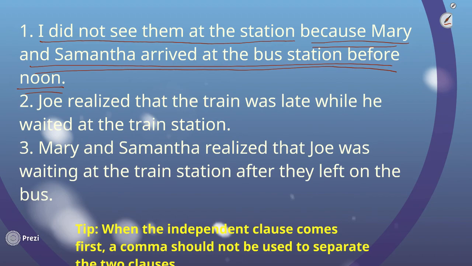There's a lot of sentences. Joe realized that the train was late, independent clause, while he waited at the train station. If we were doing this yesterday, we would say he was chasing the train that was late that did not arrive yet. Mary and Samantha realized that Joe was waiting at the train station, independent clause, conjunction, after they left on the bus. You don't need to worry about the underlining, just highlighting where you can see the independent clause first, followed by the dependent. No commas necessary for any of those.